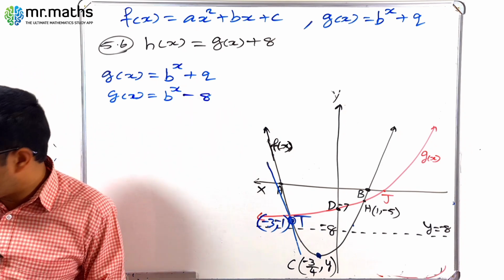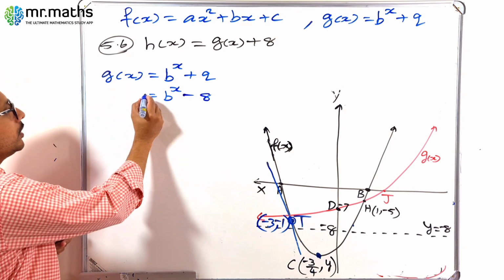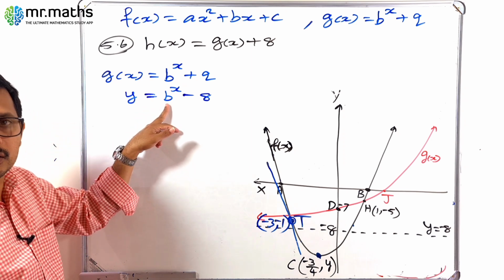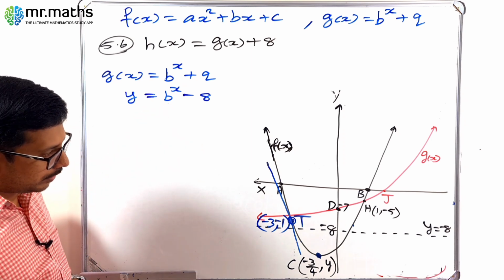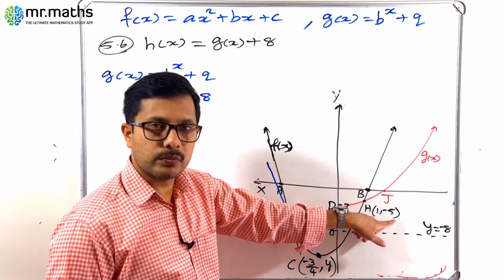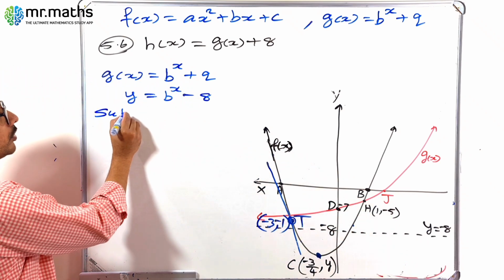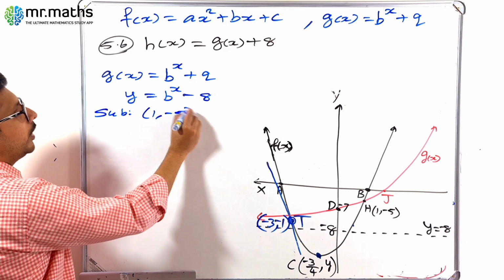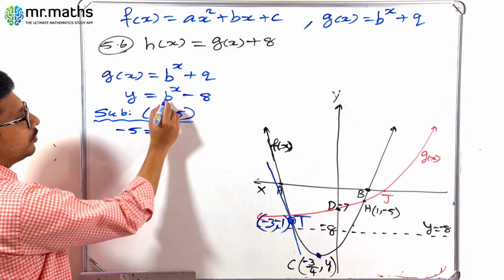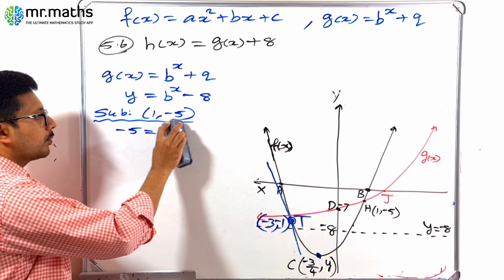So g of x is b raised to x minus 8, and you know that g of x is the same as y. Now how can you find this b? We have to substitute any point on that graph. Look at this point, 1 comma minus 5, a point on that graph of g of x. So we substitute: y is minus 5 is equal to b raised to x, and x is 1.